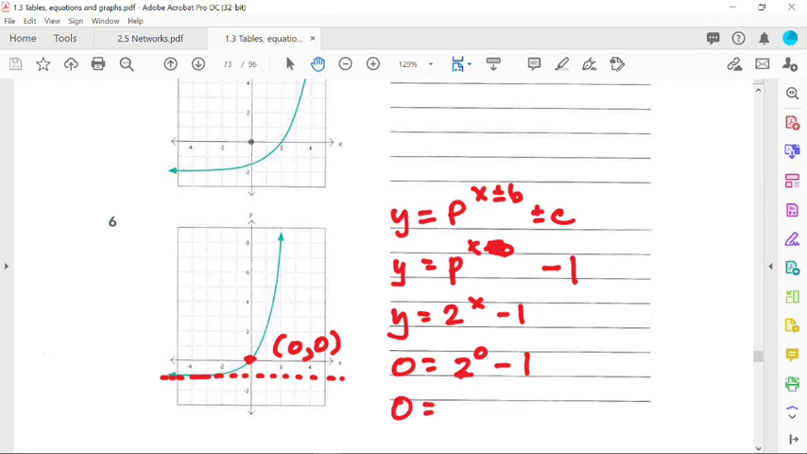Which gives us 0 equals, what's 2 to the 0? 1. Sorry. Remember, anything to the 0 power is always 1. That's really important here. I'll show you in a minute. Which gives us 0 equals 0. Okay? Anything to the 0 power equals 1 is that rule.